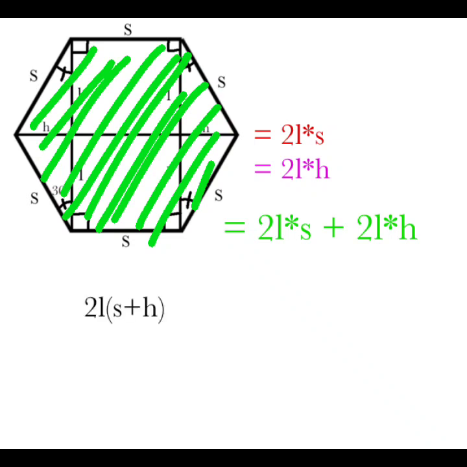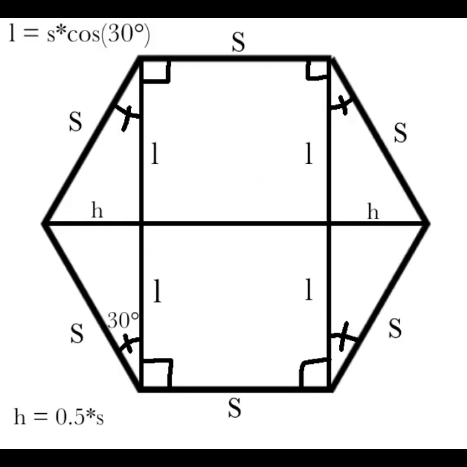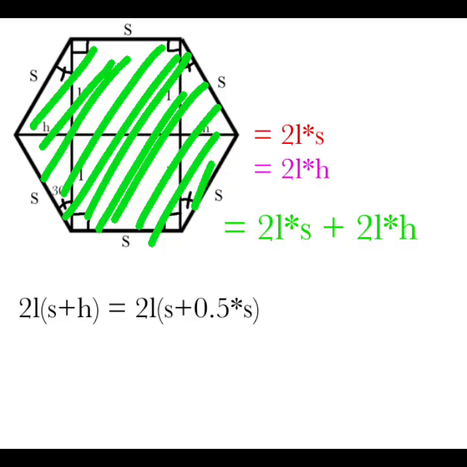Factoring out 2L, it becomes 2L times (s plus h). But remember how h was in reality just 0.5 times s. This means this can be rewritten as 2 times L times 1.5 times s, or 3 times L times s.